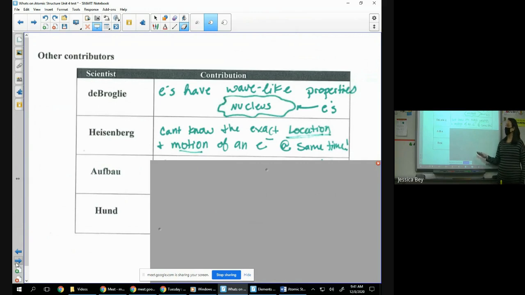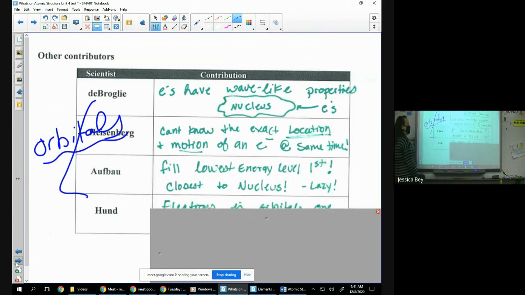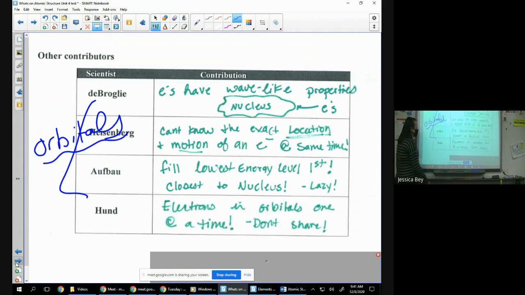Okay, and then Aufbau and Hund were the last two that we talked about last Wednesday when you're filling your orbital charts. So right now, all of this stuff has to do with orbitals. Okay, Aufbau said you fill the lowest energy level first, closest to the nucleus. And Hund said that electrons are in orbitals one at a time. They're negative, so you put each slash in there one at a time before you go back and double up.